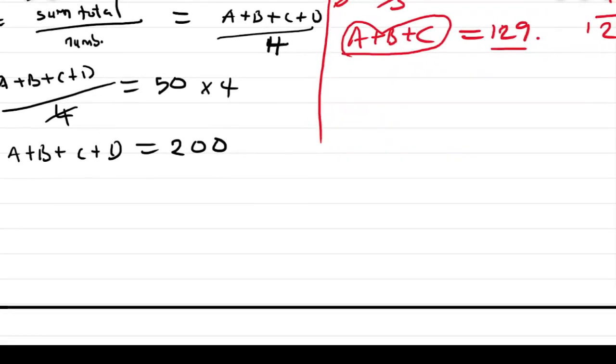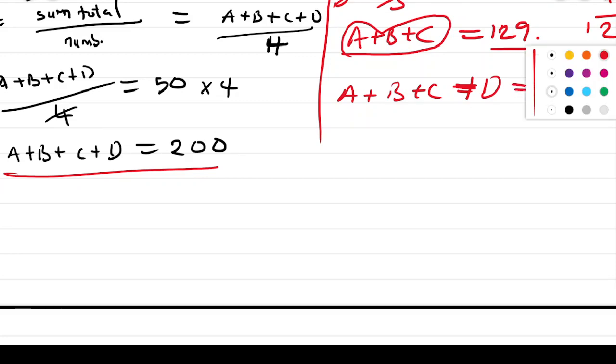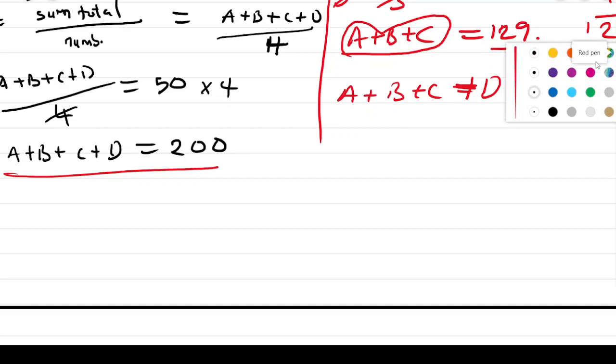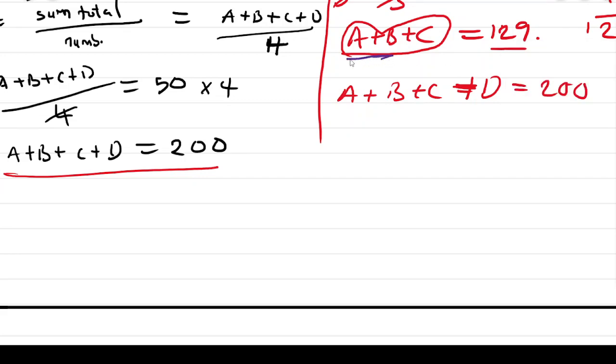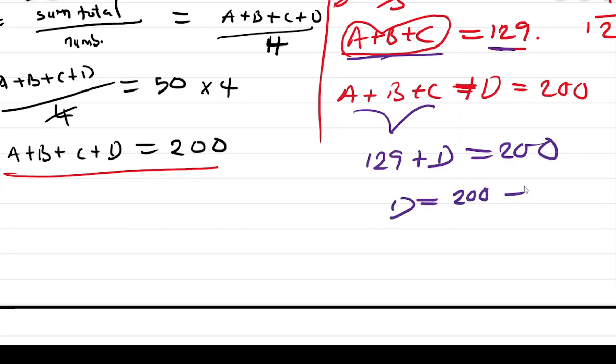So if we come back to our equation, where we have A plus B plus C plus D equals 200, and we know here that A plus B plus C alone is 129, we take out this part and write 129 plus D equals 200. So D will then be 200 minus 129. That should be 71 years, right? Yes, 71 years. D would then be 71 years old. So that is the age of the other man.